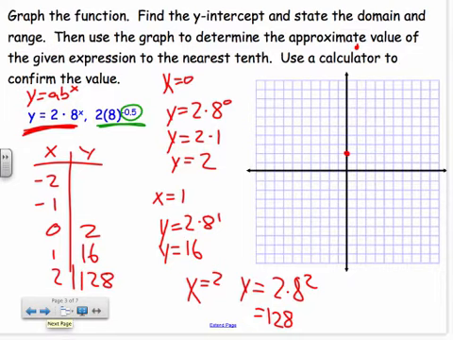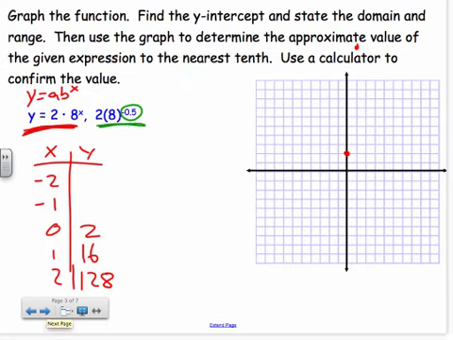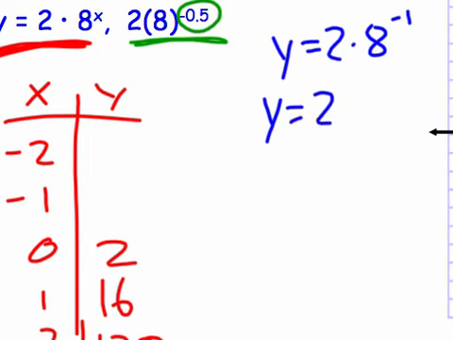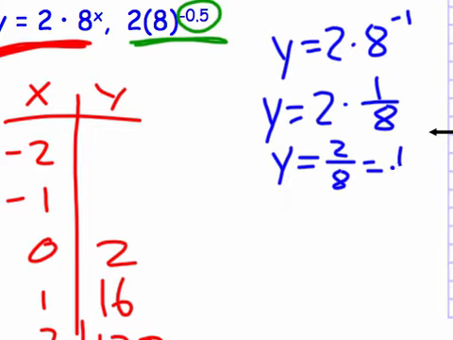Now let's go ahead and I'll plug in my negatives. I'm going to plug in when x is negative 1. So I got y equals 2 times 8 to the negative first power, which is 2 times 1 over 8 to the first, right? So it's really 2/8, which is 1/4. So I got 1/4 there. Remember, you won't get a negative answer. It's just going to be a fraction every time.